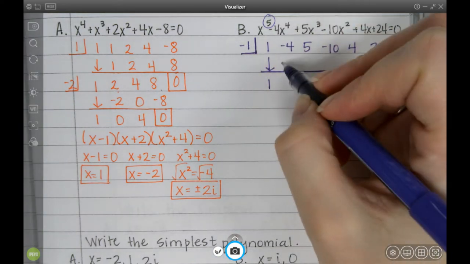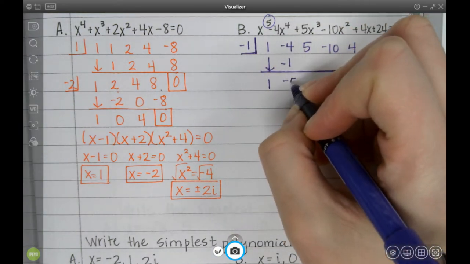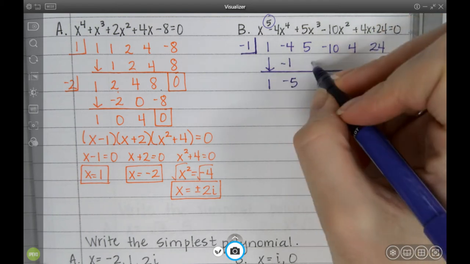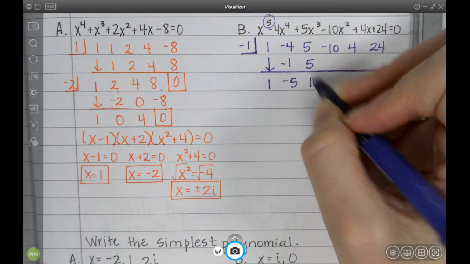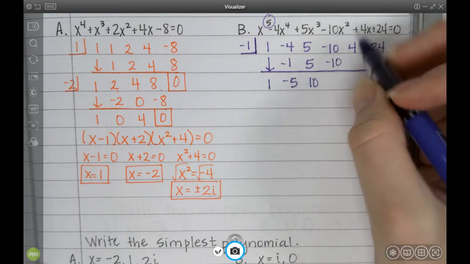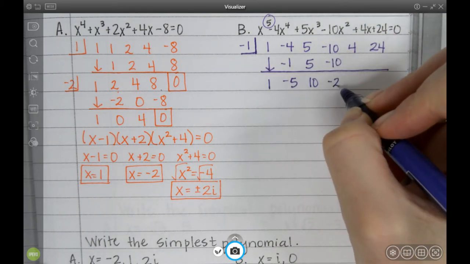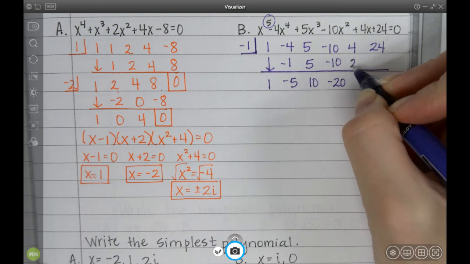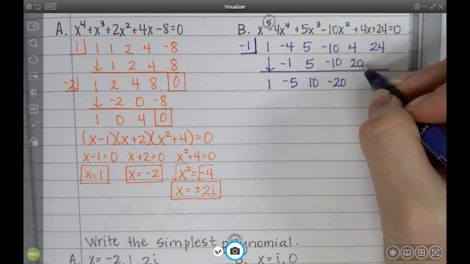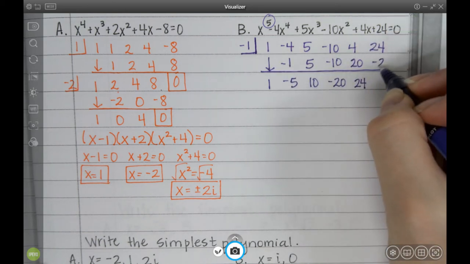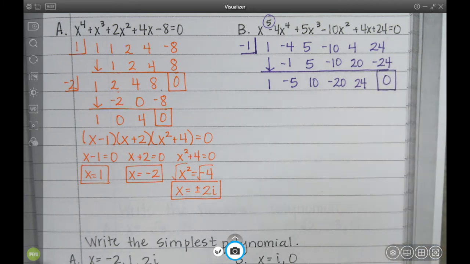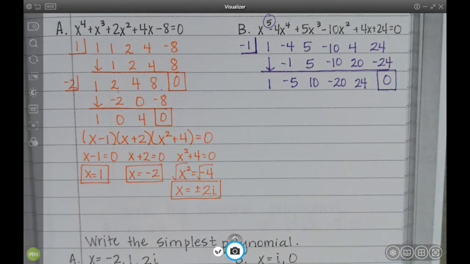1 times -1 is -1. This is -5. +5 adds to give us 10. 10 times -1 is -10. Add to get -20. Multiplies to give you +20. +24 times -1 is -24. You get a remainder of 0. What does it mean if I don't get a remainder of 0? I did it wrong.